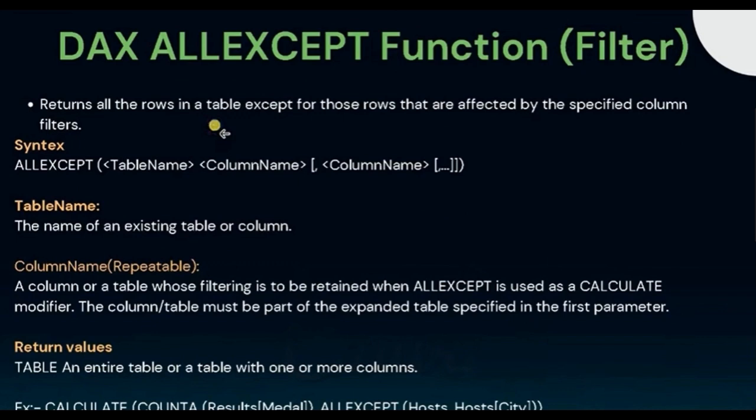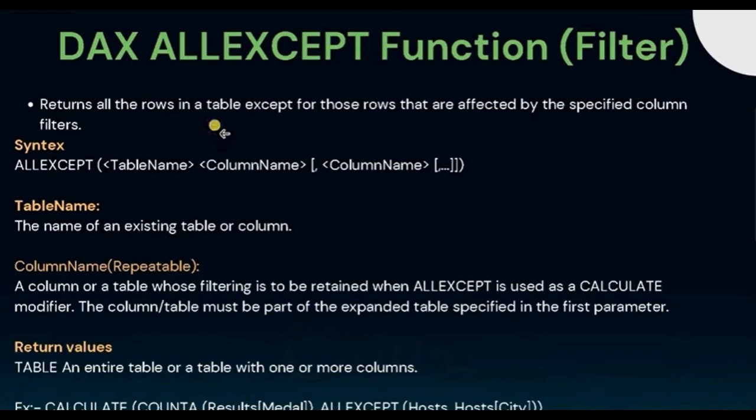What is the DAX ALLEXCEPT function? It's a filter function, as we can understand. ALLEXCEPT returns all the rows in a data table except for those rows that are affected by the specified column filters. And the syntax for this is ALLEXCEPT, name of table, column name, and then again column name.